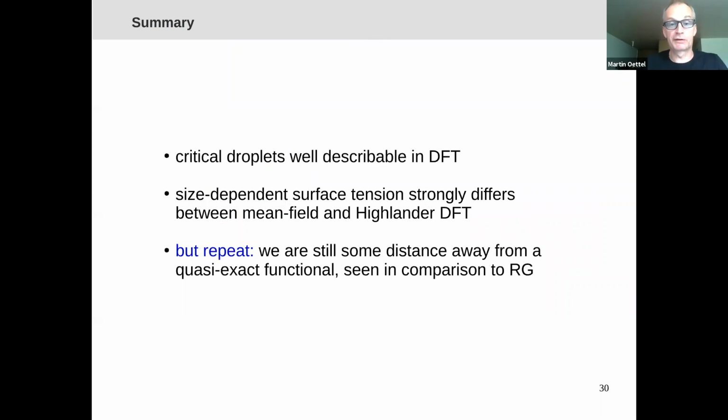Excellent. So what I've shown is that critical droplets are well describable in DFT. And it was worth, I think, to work on this better functional because the size-dependent surface tension strongly differs. And we have more hope that these results are better now. But I want to repeat, looking at the bulk results that we had, we are still some distance away from a quasi-exact functional, seen in comparison to, say, renormalization group studies. And it would still be a challenge how to incorporate this into DFT.